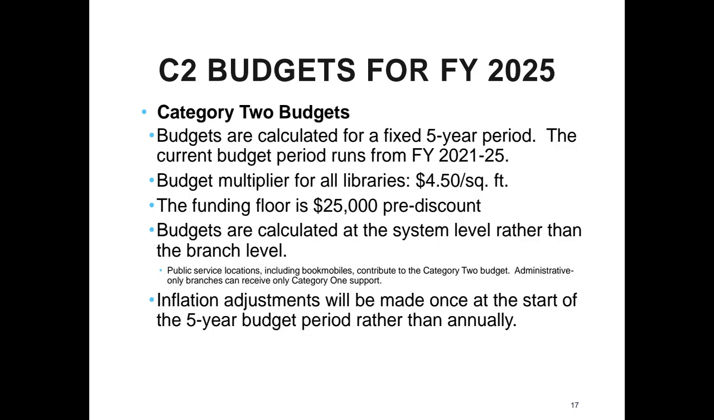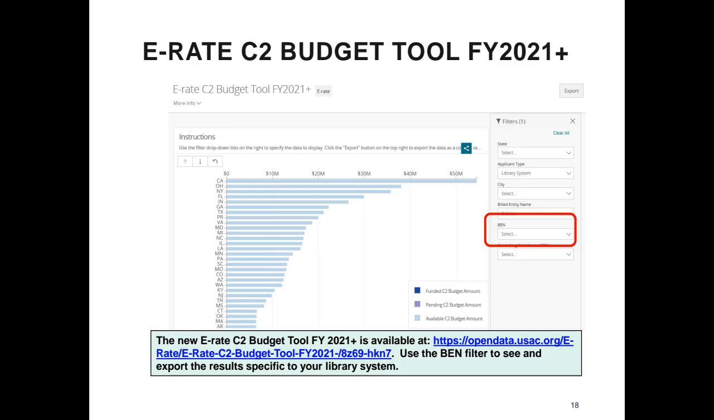So if you're not sure about what counts, there is a convenient tool that does the math for you. The E-Rate C2 budget tool, funding year 2021 plus. You can go to it and then filter the results by your library's billed entity number, and it will pop up with your budget, taking into account the eligible square footage that can be counted toward the budget, and then any expenditures that have been approved during the relevant funding period.